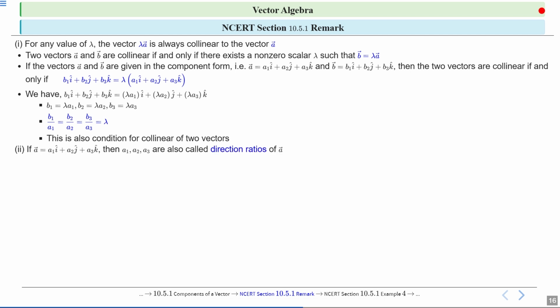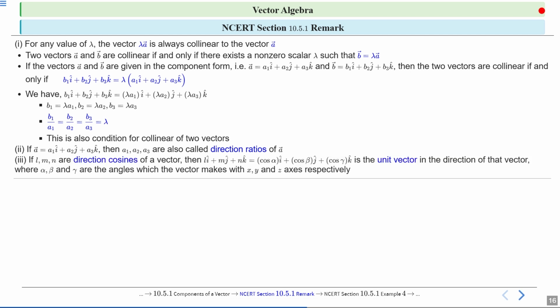Part second, if A vector is equal to A1 i cap plus A2 j cap plus A3 k cap, then A1, A2, A3 are also called direction ratios of A vector. Third, if L, M, N are direction cosines of a vector, then L i cap plus M j cap plus N k cap is equal to cos alpha i cap plus cos beta j cap plus cos gamma k cap, which is the unit vector in the direction of that vector, where alpha, beta, and gamma are the angles which the vector makes with x, y, and z axis respectively. Clear?